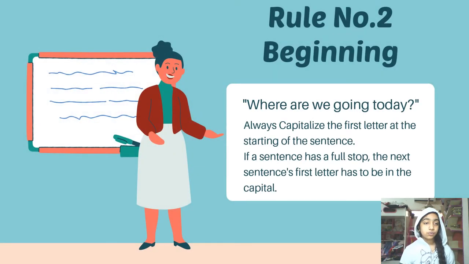Time for the second rule. This is a very important rule that most people miss doing. We have been told this since fourth grade, and it is always to remember to capitalize the first letter at the start of the sentence. In the sentence, where are we going today? The first letter is capitalized. If a sentence has a full stop, the next sentence's first letter has to be a capital.